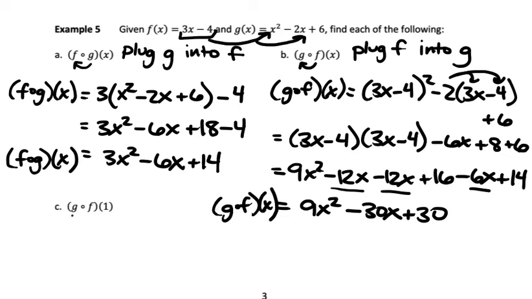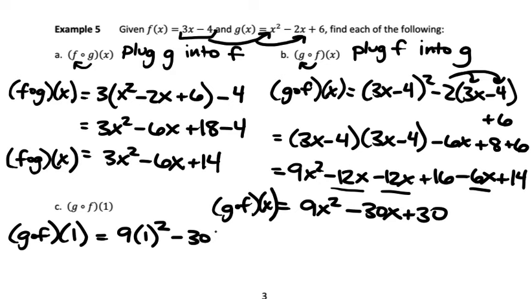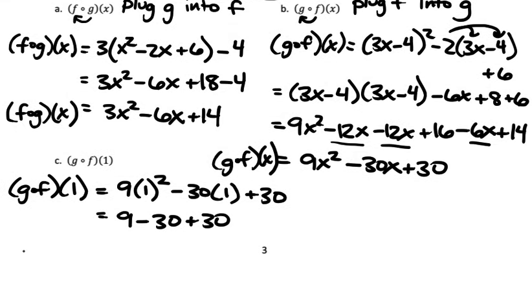Lastly, for part C, I'm asked to find g of f of 1. Now, I have the function g of f of x right here. I just found it. So the easiest way to find this is to just plug 1 into that function for x. So g of f of 1, I'm going to plug 1 in for x. That's going to be 9 times 1 squared minus 30 times 1 plus 30. 9 times 1 squared is 9 times 1, which is 9. 30 times 1 is 30. So we have 9 minus 30 plus 30, which equals 9.